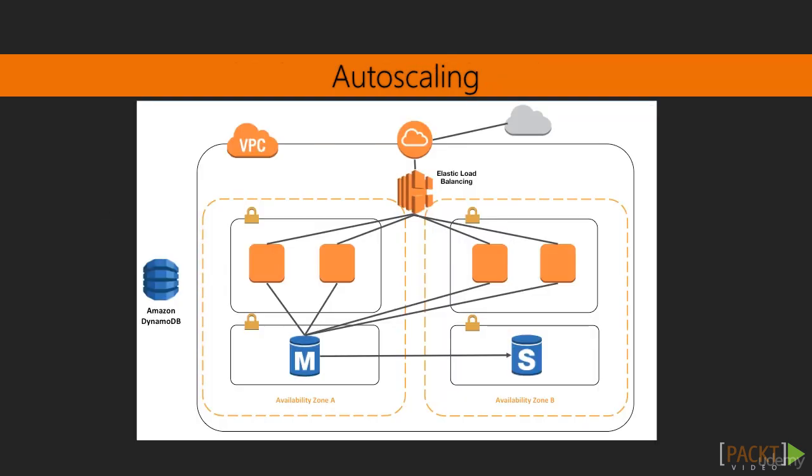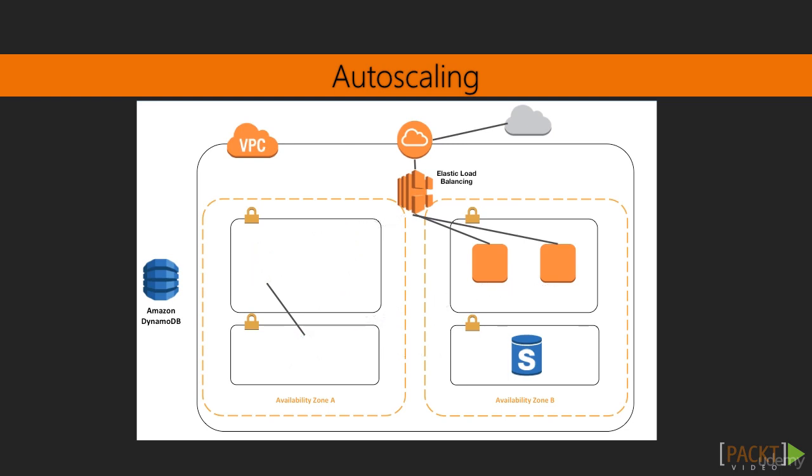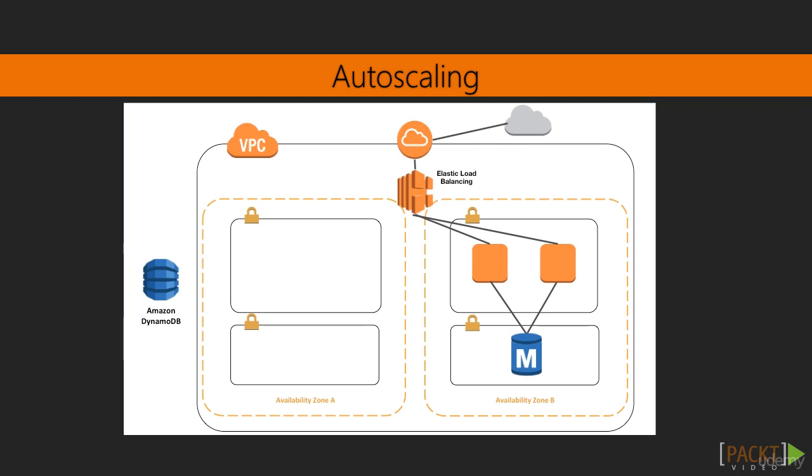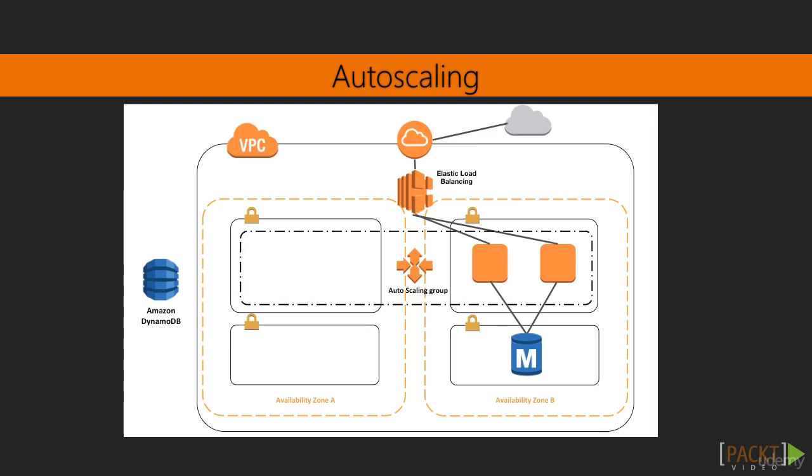If we go back to our architecture diagram for a second, you can see that if AWS experiences an AZ outage, the load balancer will send all the requests to only one AZ, and we may not have enough capacity in that AZ to handle the increased request volume. The solution for this is to automatically launch more instances in the working AZ.